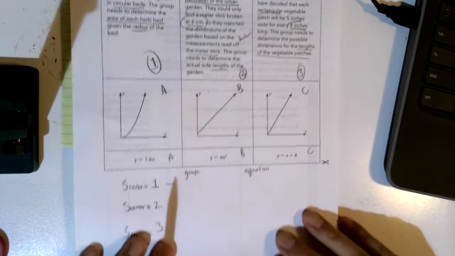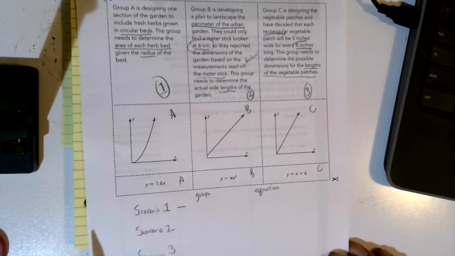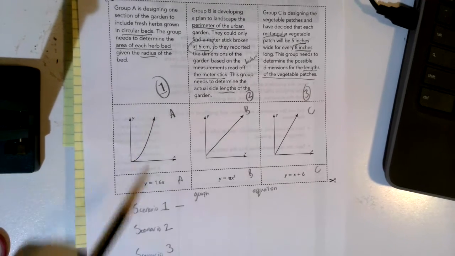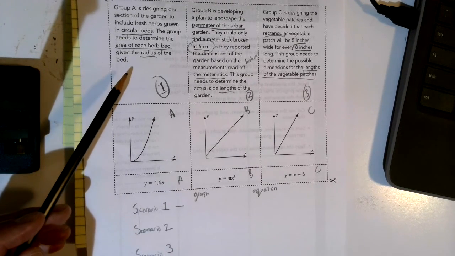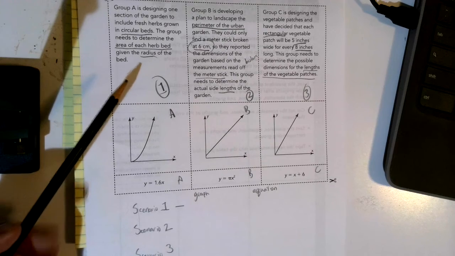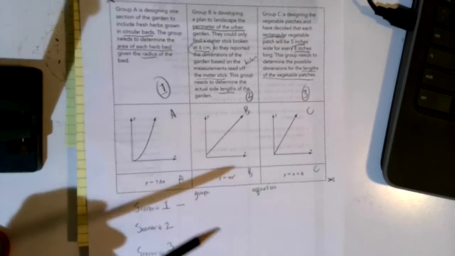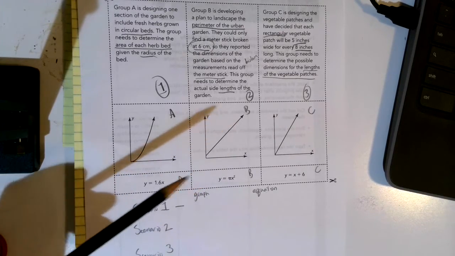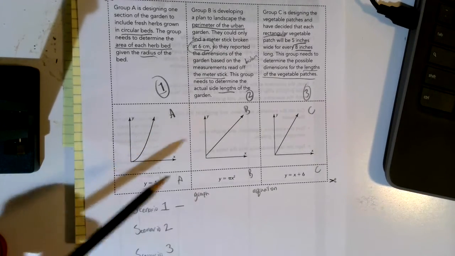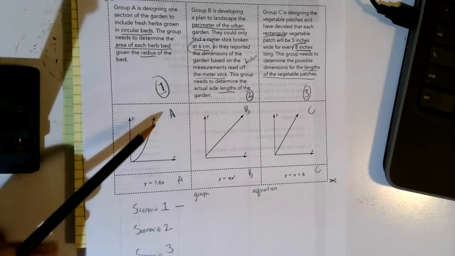Going to go through and finish this problem up here and bring this up just a little bit so we can see this one. Okay, so scenario one is the one with the circular beds, and they're trying to find the area of each of the circular beds. So right away, I know that this is going to be a little bit different of a graph, right? Because we're dealing with circular areas, and they use more rounded edges.